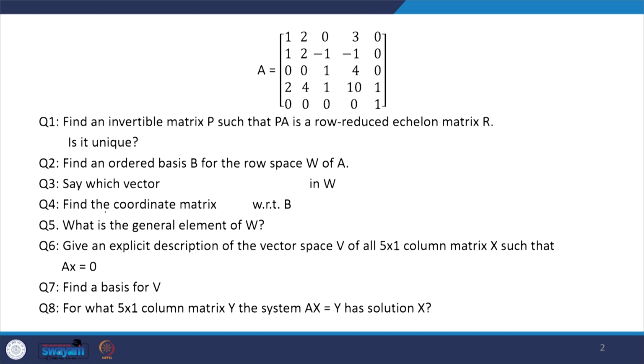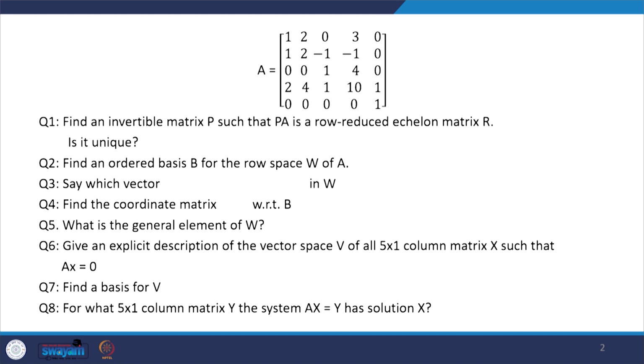So, it is a 5 cross 5 matrix over, say, the field of real numbers. Then I have raised a couple of questions here. The first question is, find an invertible matrix P such that P into A is a row reduced echelon matrix. Then it is also a question whether that matrix P is unique or not. Second question, find an ordered basis B for the row space of A.